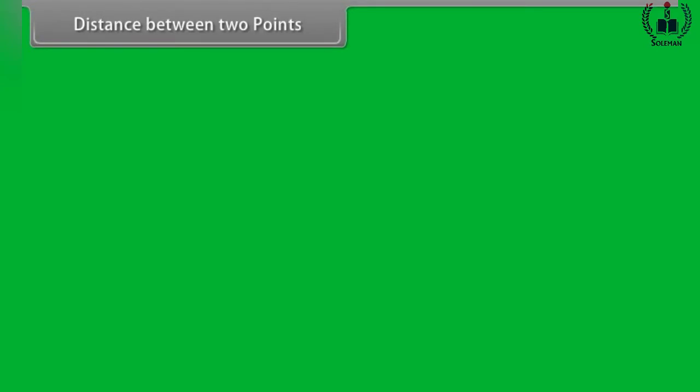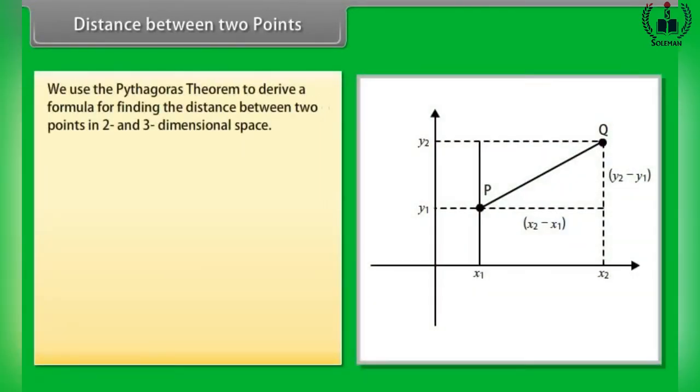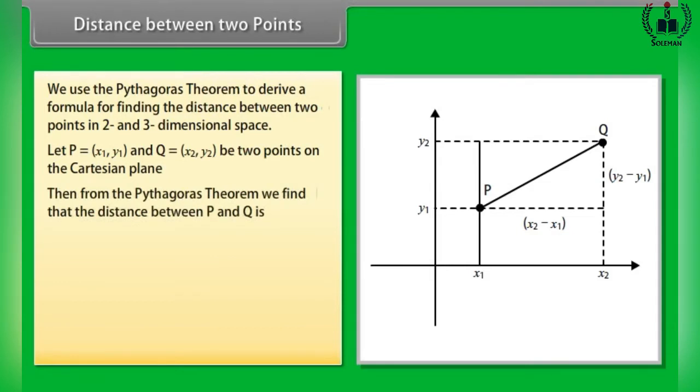Distance between two points. We use the Pythagoras theorem to derive a formula for finding the distance between two points in two- and three-dimensional space. Let P is equal to X1, Y1, and Q is equal to X2, Y2 be two points on the Cartesian plane as shown in the figure. Then from the Pythagoras theorem, we find that the distance between P and Q is PQ is equal to square root of X2 minus X1 square plus Y2 minus Y1 square.